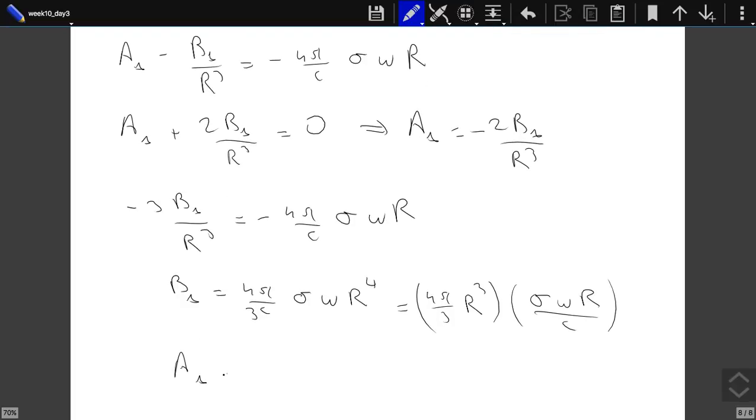A1 is just minus 2 over R cubed times this one. So this is minus 8 pi over 3C sigma omega R. Minus 8 pi over 3 sigma omega R over C.